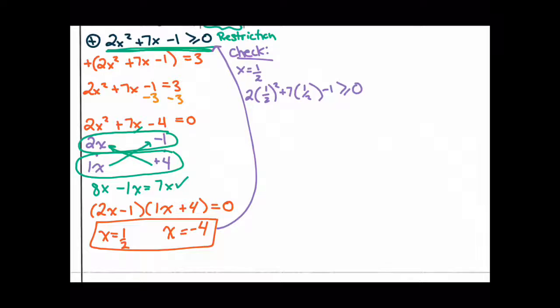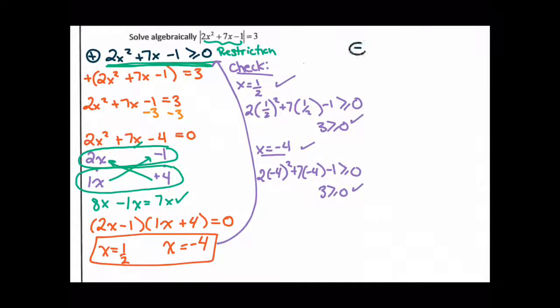That has to be greater than 0 to be true. So you can just type this all in at once. So that works. And then you'd have to check negative 4 as well. That also turns out to be 3. So negative 4 works as well.